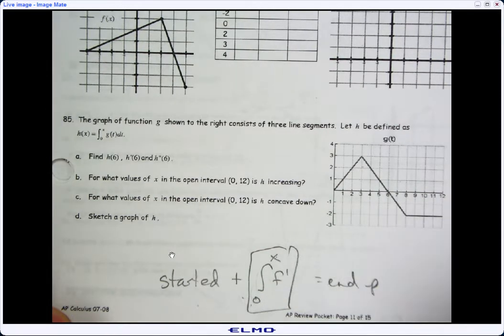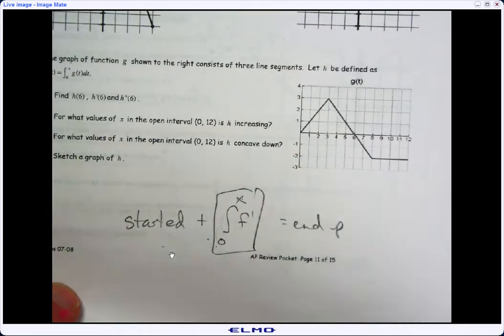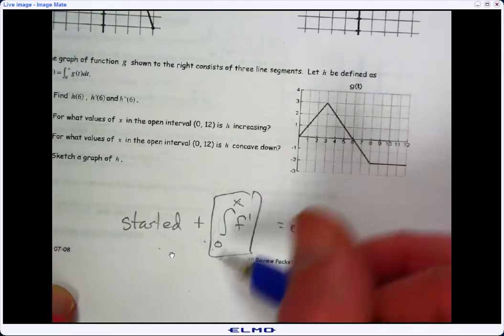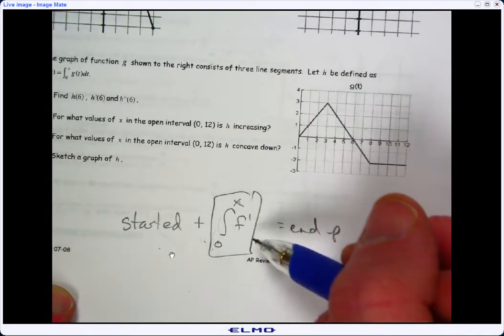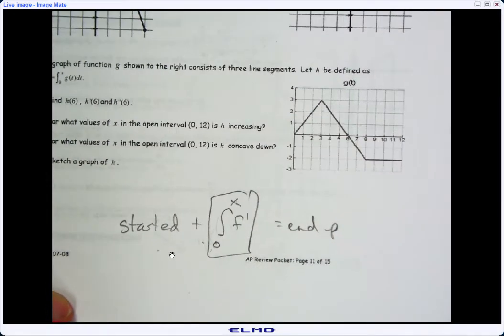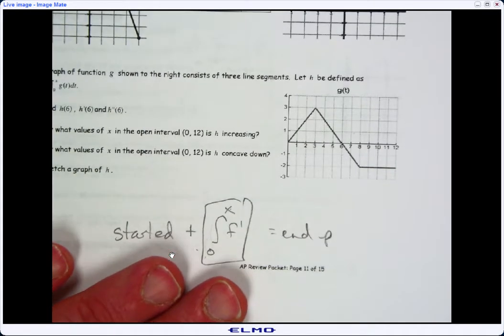We did it a lot with position, your initial position, plus the integral tells you where you're at. If this is an absolute value, then it tells you how much you covered. If it's not an absolute value, it tells you where you're at. But a lot of extra practice there.